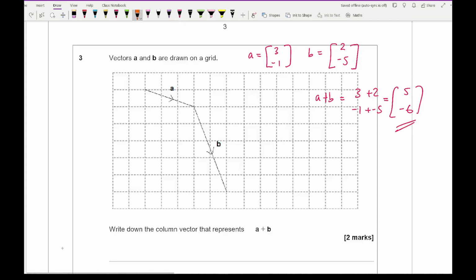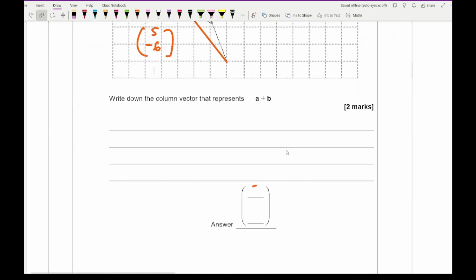Alternately, what I could do is draw a straight line going from A to B. Just draw a line from there to here, and then just do the column vector. So this column vector here is going to represent A plus B, because I'm going plus A and then plus B. And then working out the column vector of that, you can see gives me 5 minus 6. So the final answer is going to be 5 minus 6.